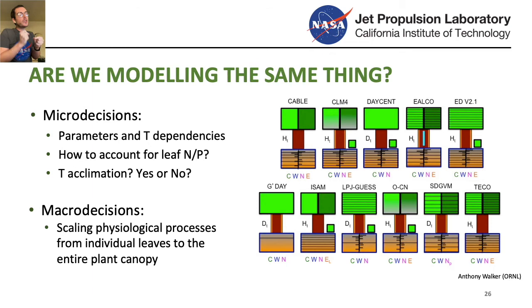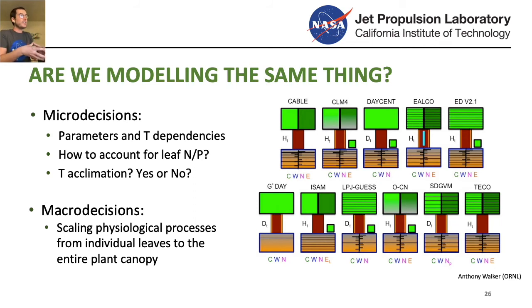But how we deal with the micro decisions of the Farquhar model. So what parameters do we use? How do we account for photorespiration? How to account for temperature dependencies on dark respiration, for example? Or how to account for leaf nitrogen and phosphorus? Do we calculate Vcmax and Jmax from these two nutrients, or we just use a lookup table to look at Vcmax? Or T acclimation, do these models have temperature acclimation, yes or no? So these are all the micro decisions.